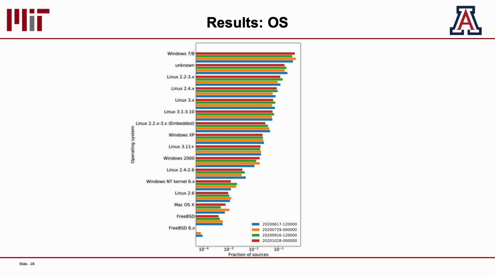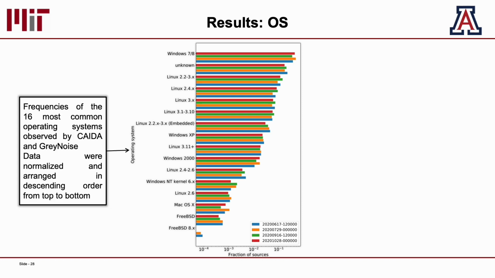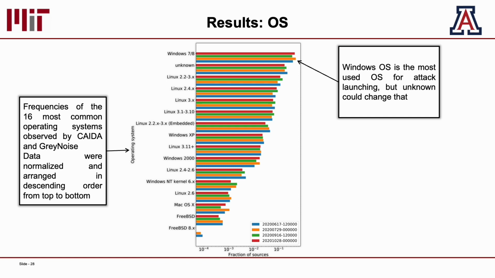The histogram shows the top 16 operating systems observed by CIDA and gray noise. The most used operating system for attack launching is Windows 7, 8, with the unknown operating system following closely behind.